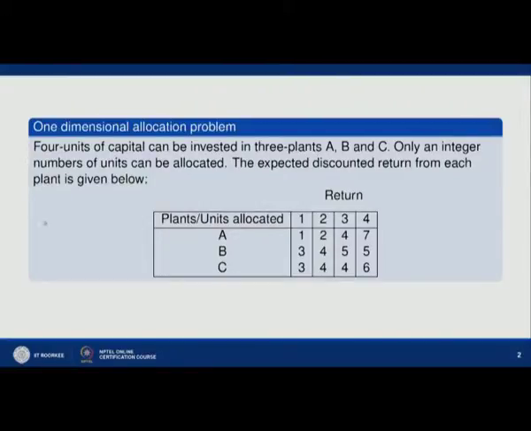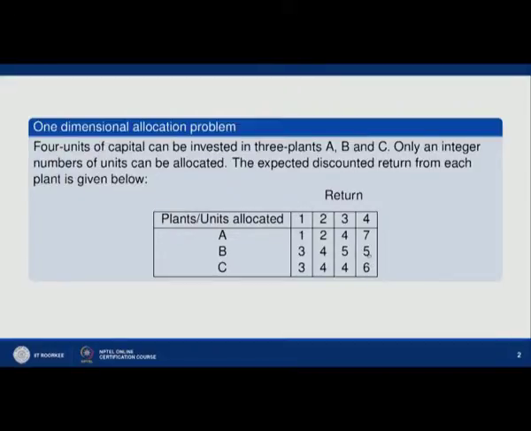You see, there are 3 plants A, B and C. If in plant A 1 unit is allocated, the net return is 1 unit only. If in plant A 2 units are allocated, the return is 2 units. If in plant A 3 units of capital are invested, the return is 4 units. Similarly, if the entire 4 units of capital are invested in plant C only, then from this table 6 units of return are obtained.